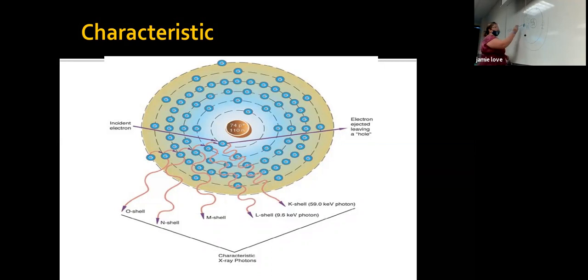When it knocks it out, all that energy is transferred into it and it leaves in the form of an X-ray photon. That energy is transferred into an X-ray. That's when we create our X-ray.